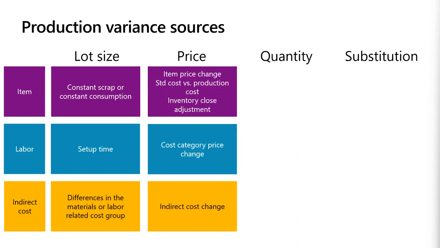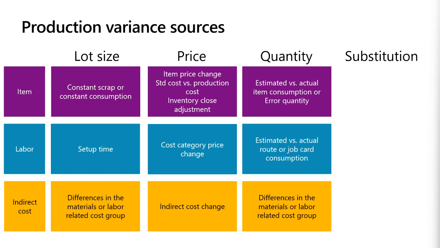Next, we have the price variance. For materials, this is controlled by the item price changing. This could happen if there's a difference in the cost between the calculation or even a difference from the time you start the production order to the time you end the production order. The same is true for the labor components if your resource cost changes. And likewise for indirect costs if you update the rate or surcharge in your costing version.